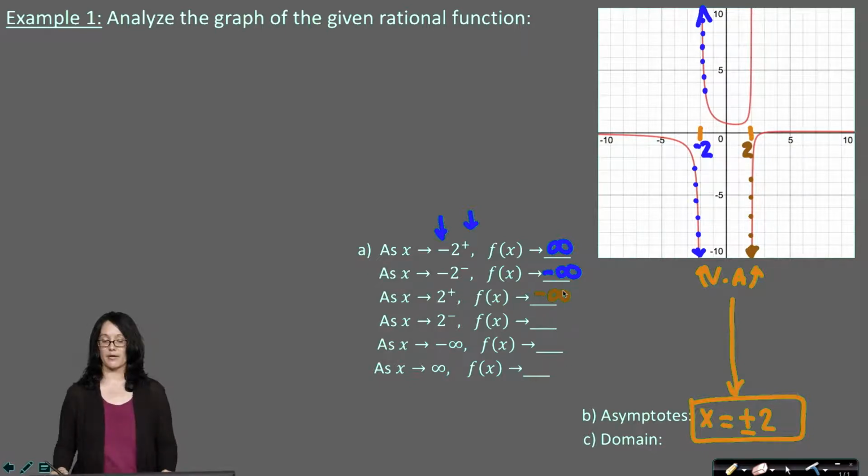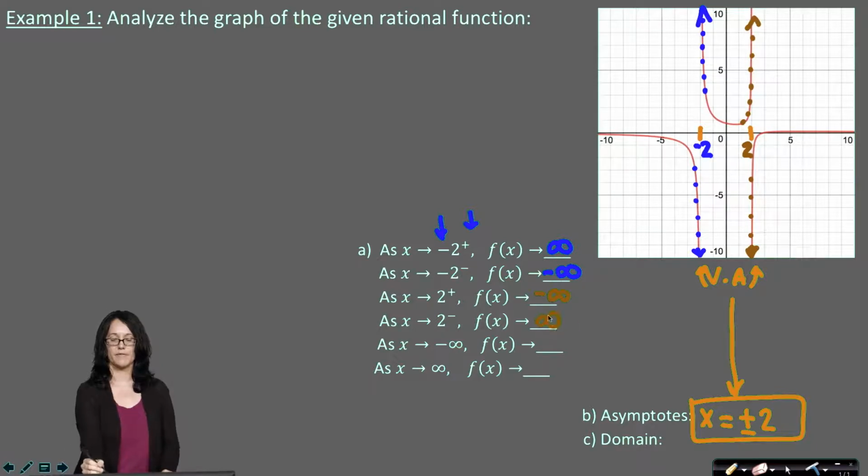But the second part here says, as x approaches 2 from the left, where are our outputs approaching? Where are our y values approaching? From the left would be in the middle piece. As I approach 2 from the left, my y values are getting larger and larger without stopping, so they're approaching positive infinity.